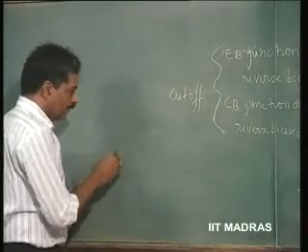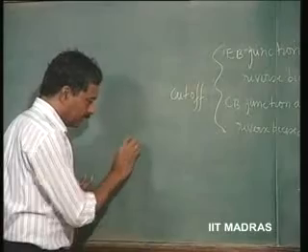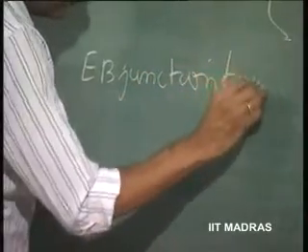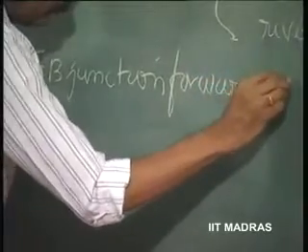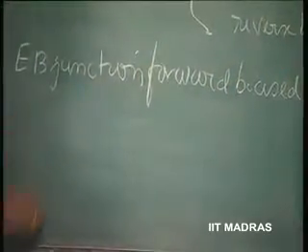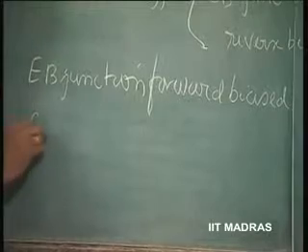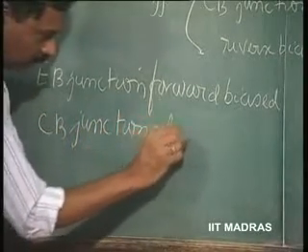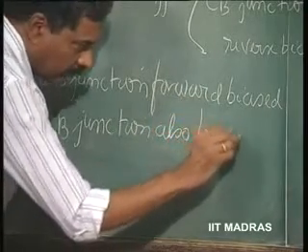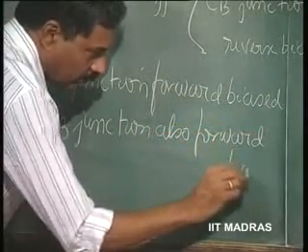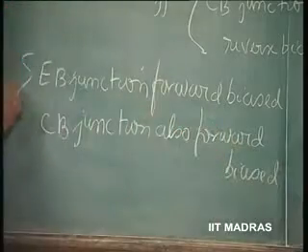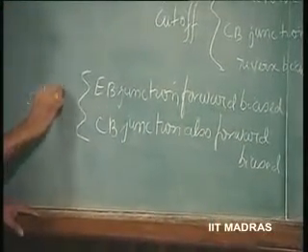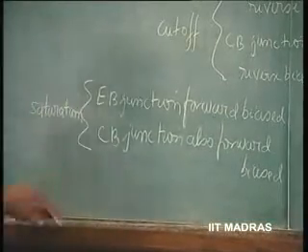Then we have the emitter base junction forward biased, and the collector base junction also forward biased, the transistor is said to be in the saturation region, that is in this region.